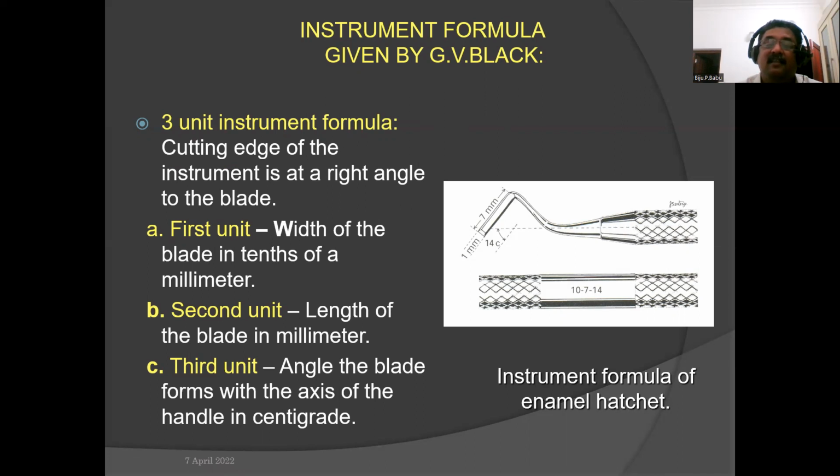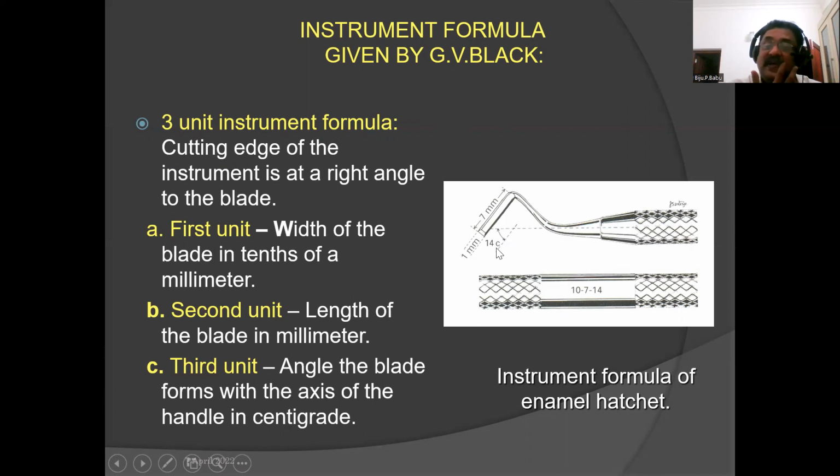And the third unit, 14, tells you the angle of the blade formed with the handle. The long axis of the handle is shown by the dotted line, and the angle blade is in this direction. So the angle formed by the blade to the long axis of the handle is 14 centigrade.